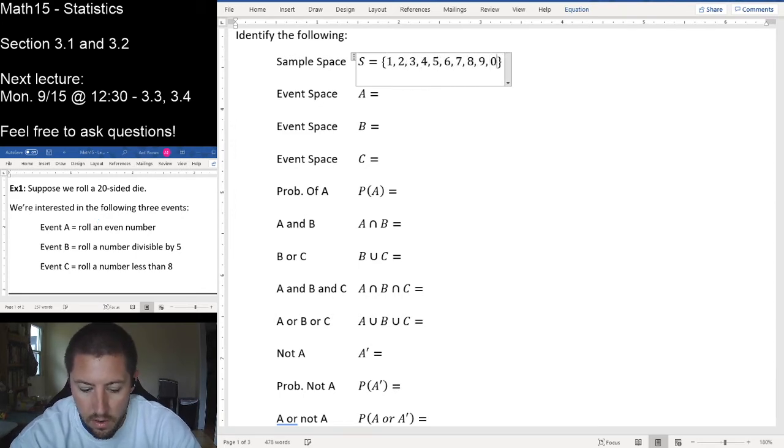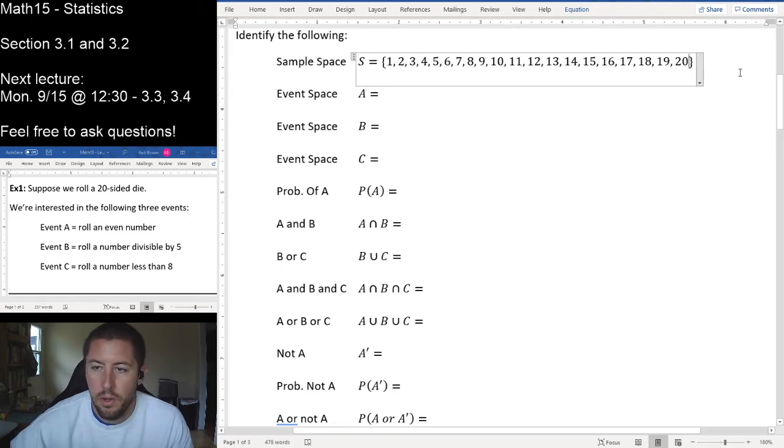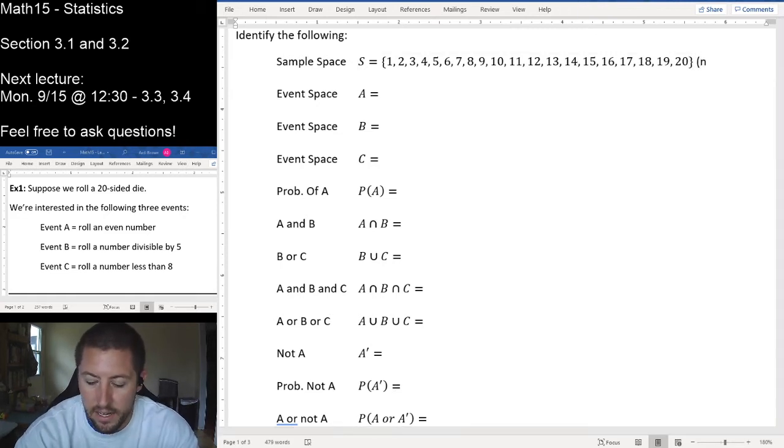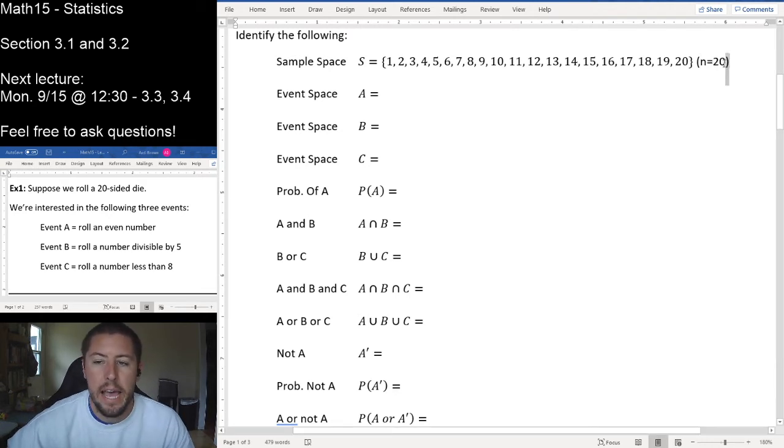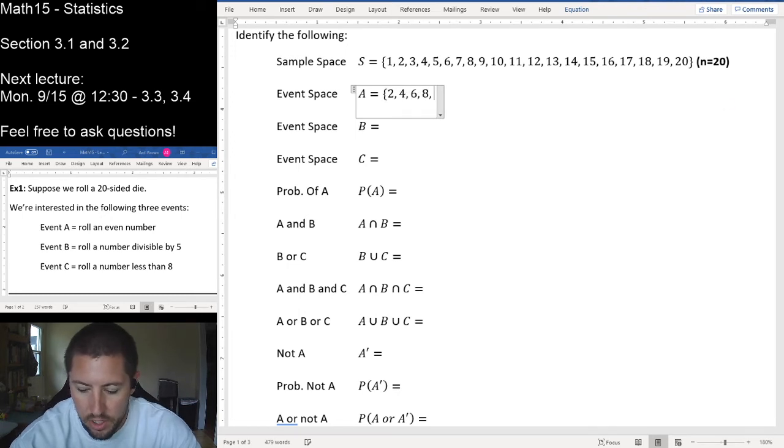So I can identify our sample space here as the numbers that are going to be on that die, 1 through 20. There are 20 things in the sample space here. So I think maybe another thing that is worth saying here is n equals 20. My sample size is 20. The sample space is the space of all possible results that we could end up seeing out there. I can also discuss event space. An event space is all possible results associated with a particular event. We see that event A is roll an even number, so it should just be associated with just the evens.